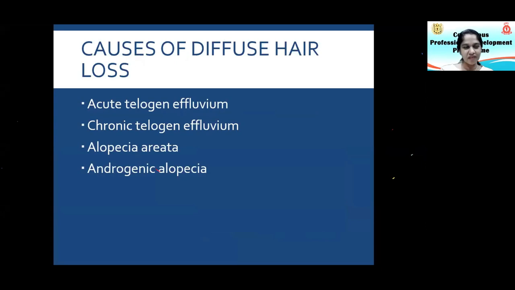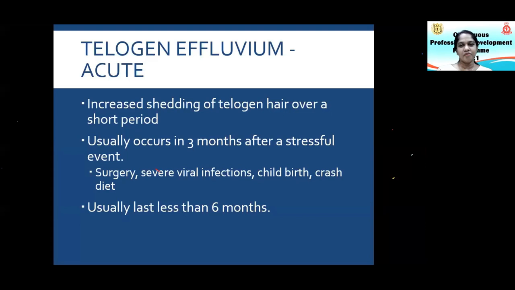These are the common causes of diffuse hair loss: acute telogen effluvium, chronic telogen effluvium, diffuse alopecia areata, and androgenic alopecia. So telogen effluvium, what we call acute telogen effluvium, is the increased shedding of telogen hair over a short period. I mentioned earlier that the hair grows in cycles, and there is a phase called telogen. So when there is an acute stressful event such as a surgery or even a severe viral infection, we see this mostly after severe dengue infections and even childbirth, the hair will go to the telogen phase.